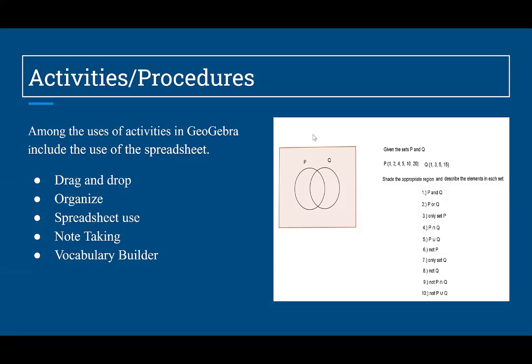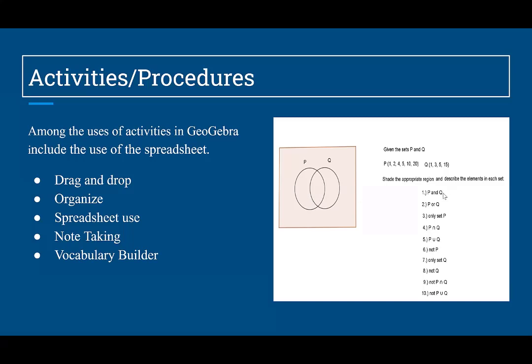So one of the activities that we presented as well, similar to the previous activity, is we're using drag and drop. We're using organizing the elements. We're talking about using spreadsheets. We're talking about notating and note-taking, and obviously vocabulary builder. And in this case, you can see that I do have another set of P and Q, and I'm asking a series of elements and how you drag them into the Venn diagram, very similar to the previous activity.